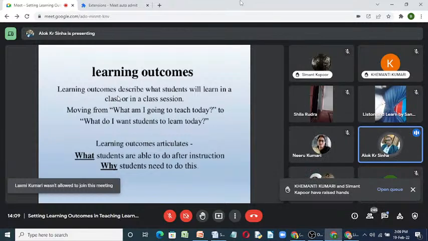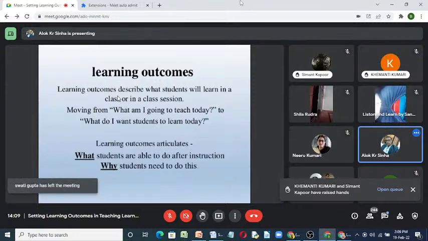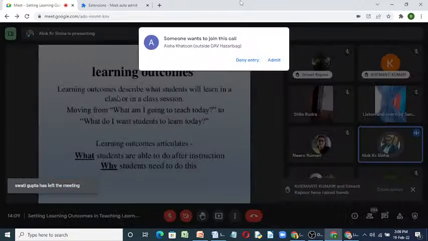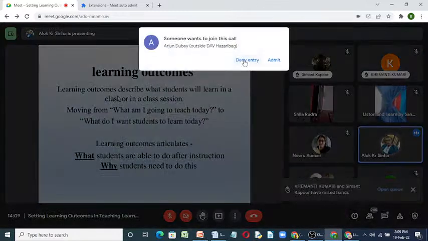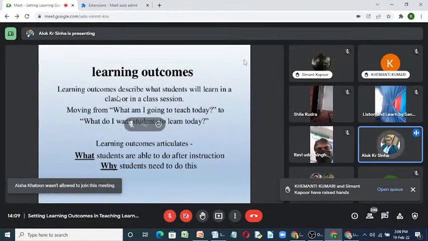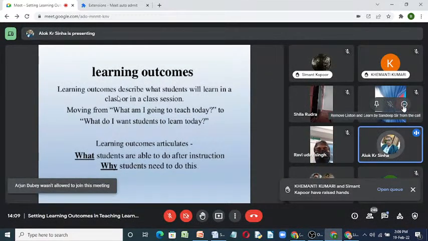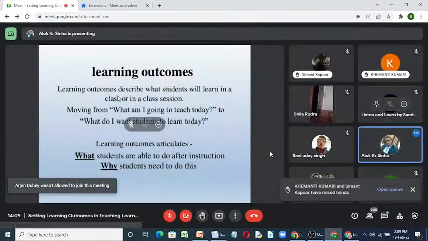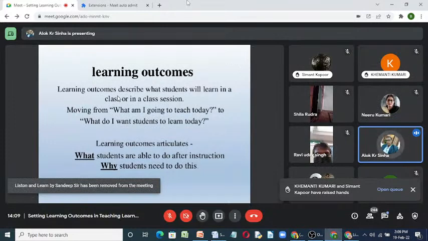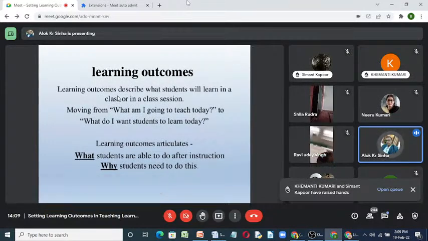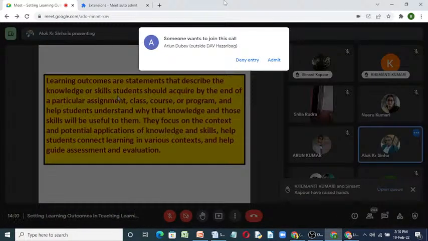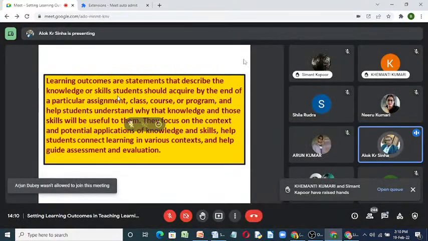So finally, learning outcomes describe what students will learn in a class or in a class session. So moving from what I am going to teach today to what do I want students to learn today. Learning outcomes articulate what students are able to do after instruction and why students need to do this. This should be clear in mind before giving any instruction. So learning outcomes are statements that describe the knowledge or skills.